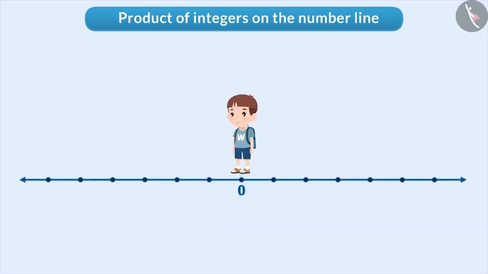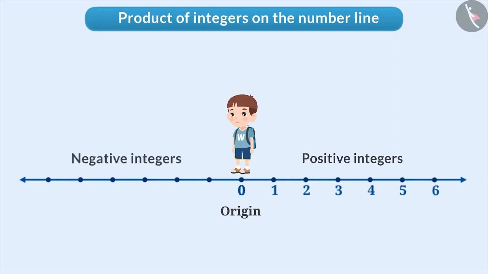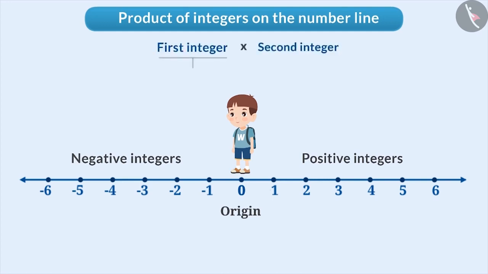Let's learn it in a fun way. Suppose a person is standing at point 0. 0 is considered as the origin. Positive integers are related to the right side of the origin and negative integers are related to the left side of origin. If the first number is positive, then it means a person is looking towards the right direction. Similarly, if the number is negative, then the person is looking to the left direction.